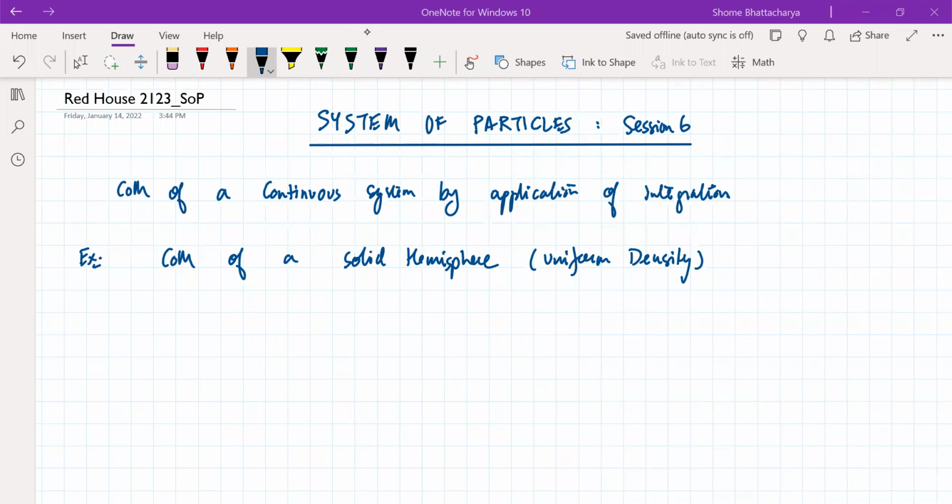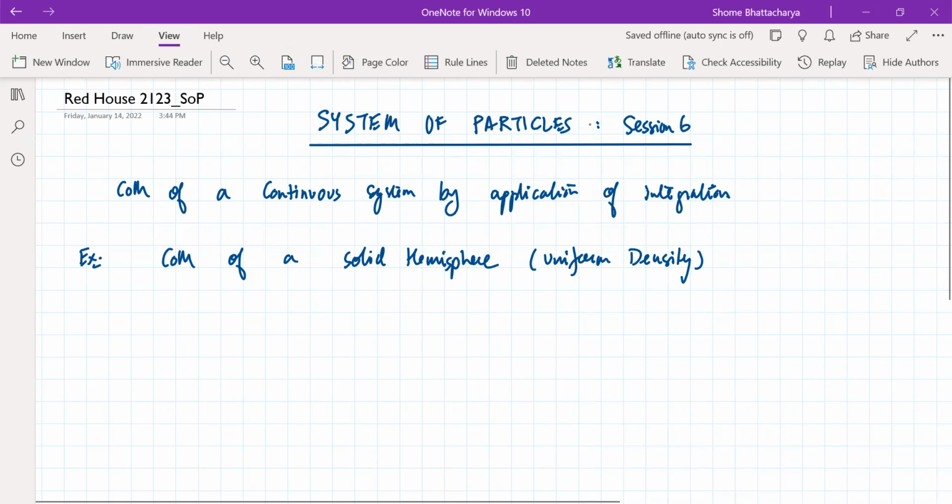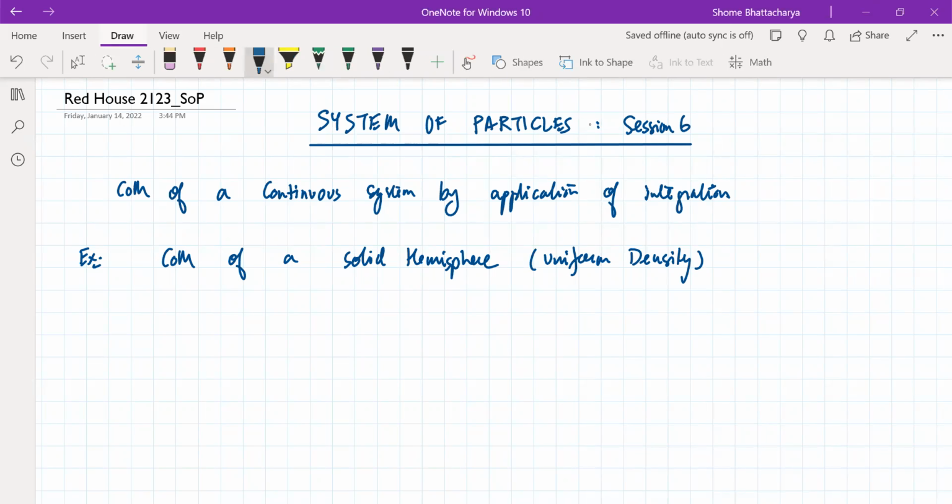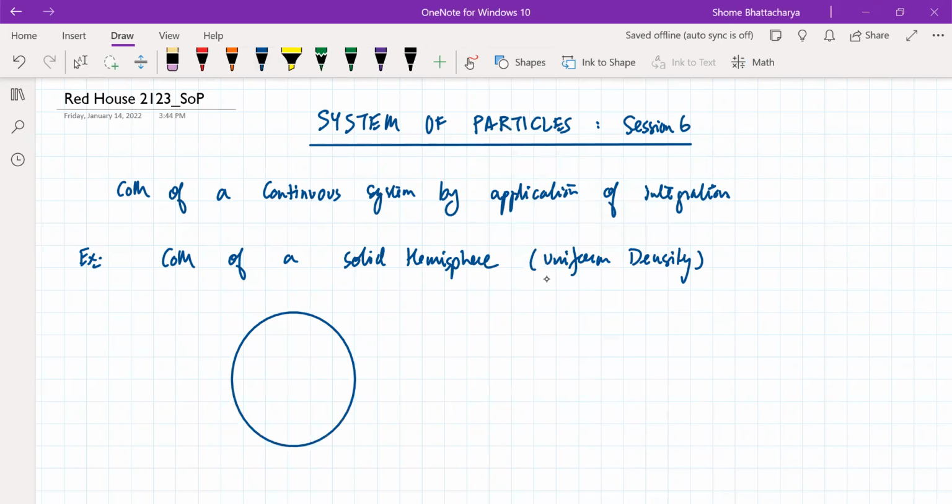Right. So we have a couple of options about how we can slice this hemisphere. One option is we can slice it into discs. The other option is that we can slice it into shells. Since you already know the formula for center of mass of a thin hemispherical shell, we can make use of either of these. I will go with the method of discs first.